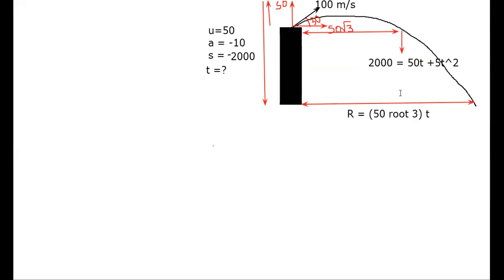So the 15 into 50 root 3. So that will be 15 into 50 root 3. So the answer will be, okay, coming back.